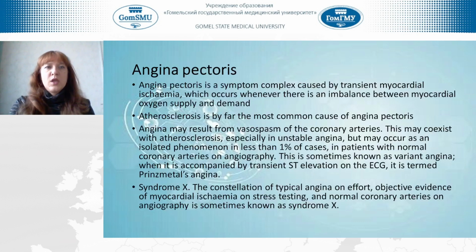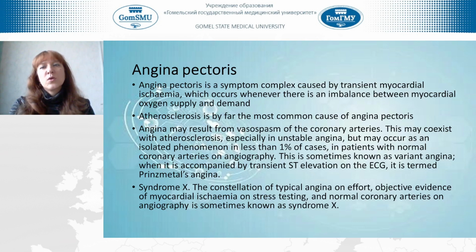Angina pectoris. Angina pectoris is the symptoms caused by a transient myocardial ischemia, which occurs whenever there is an imbalance between myocardial oxygen supply and demand. Atherosclerosis is by far the most common cause of angina pectoris. Angina may result from vasospasm of coronary arteries. This may coexist with atherosclerosis, especially in stable angina, but may occur as an isolated phenomenon in less than 1% of cases, in patients with normal coronary arteries on angiography.